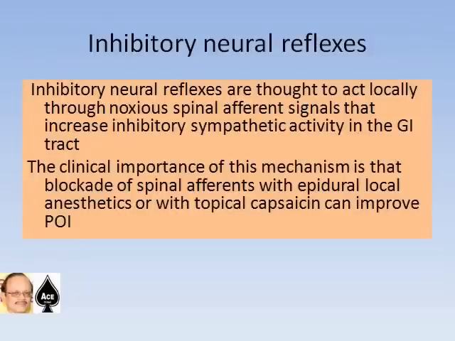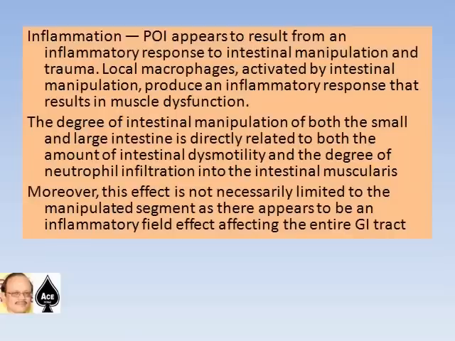Inhibitory neural reflexes are thought to act locally through noxious spinal afferent signals that increase inhibitory sympathetic activity in the GI tract. The clinical importance of this mechanism is that blockade of spinal afferents with epidural local anesthetics or with topical capsaicin can improve POI.